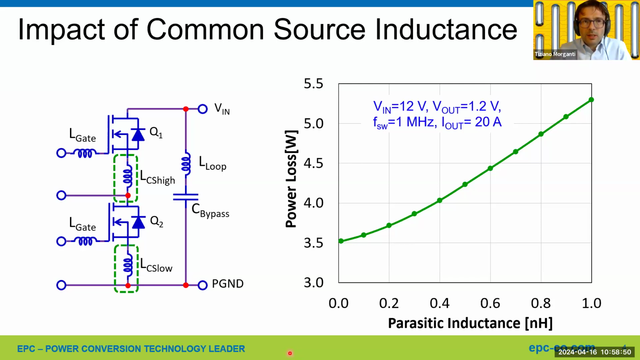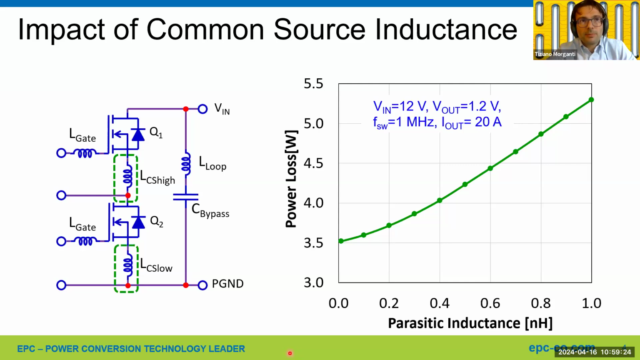We have not seen significant COSS loss in zero voltage switching converters. So I think there is no equivalent mechanism, and also the capacitances are usually smaller.